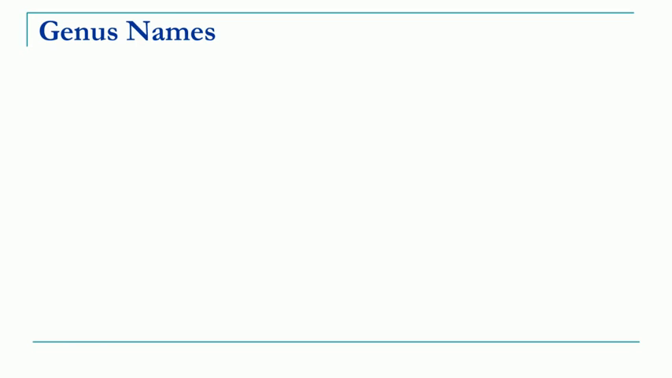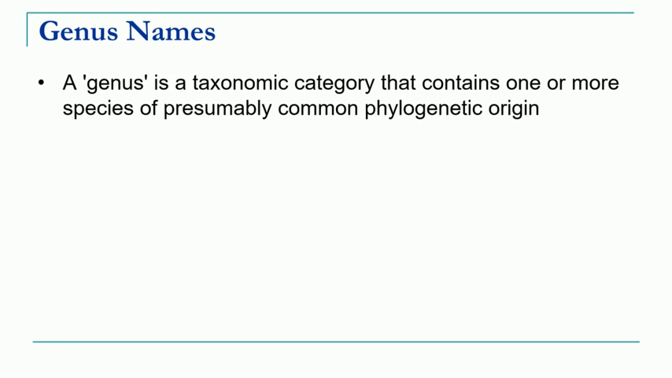Okay, now we come to the next part of the discussion, genus name. How to write the genus name? We know that genus is the taxonomic category which includes more than 2 species which have a common phylogenetic origin. So this rank is above the species rank.